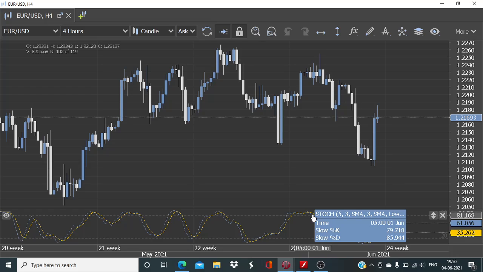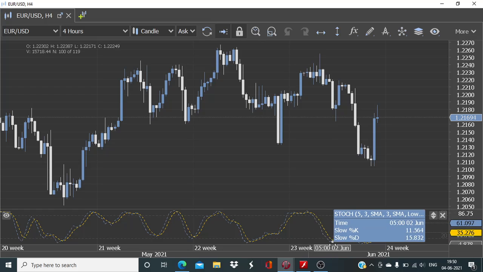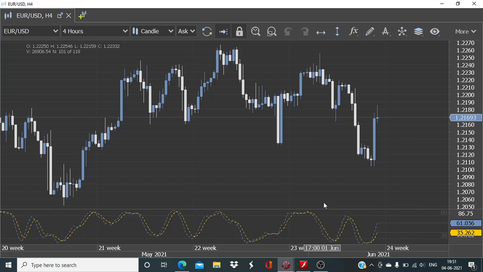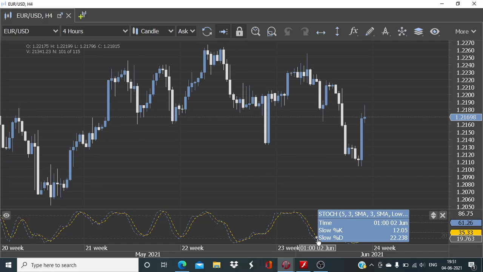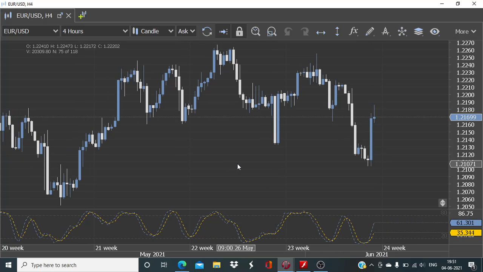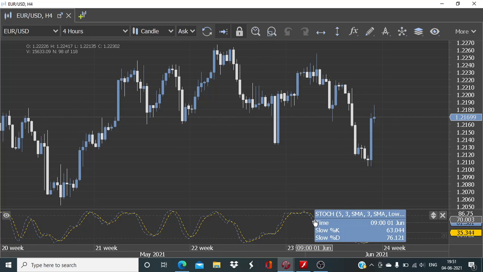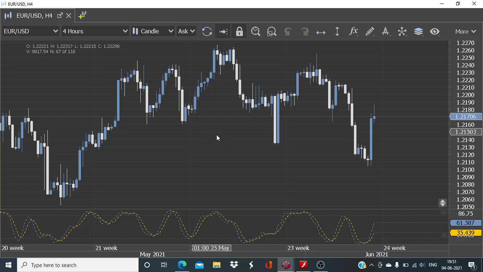Its slow percent K value should be below 80, and the slow percent D value should be above 20. So within this band, the trading should happen. The trade should not be initiated whenever we have the overbought or oversold scenario playing out on the 4 hourly time frame, and that's why this output band is being defined.